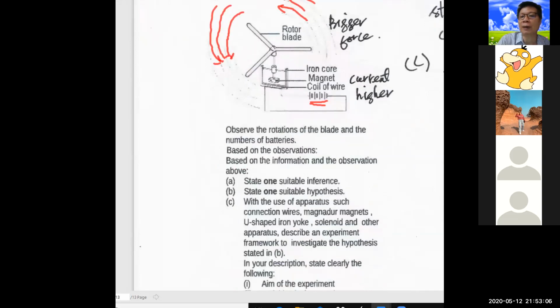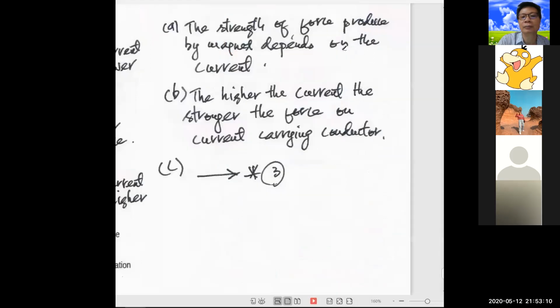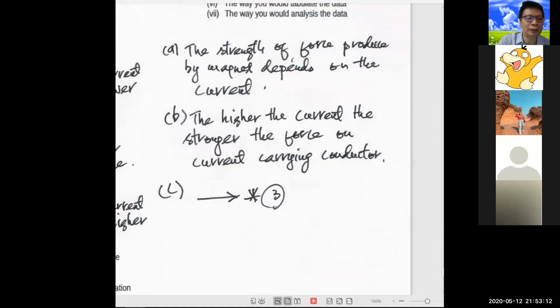Inference. Inference, what to write? Okay, check the answer. The strength of force produced by magnet depends on the current. Okay, that is the answer. The strength of the force produced by magnet depends on the current. We know the relation, right? The bigger the current, the bigger the strength of the magnetic force, correct?